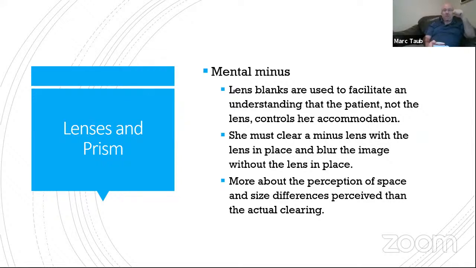And it's also about perception and space. Do they see with that minus lens that things are getting smaller? Are there size differences? So you're trying to lay the groundwork for some of the language of smaller and in and closer that you're going to be using later on.